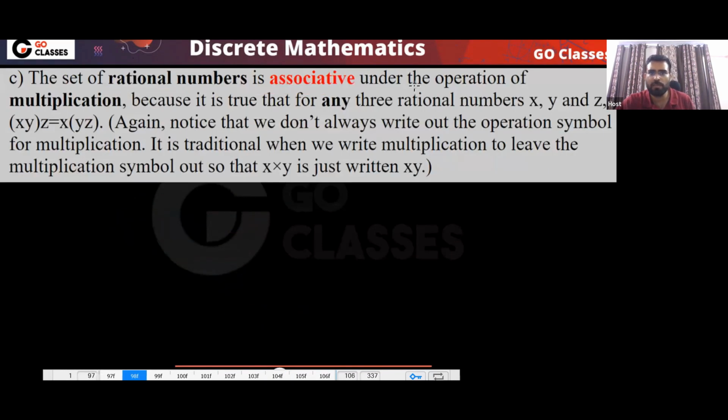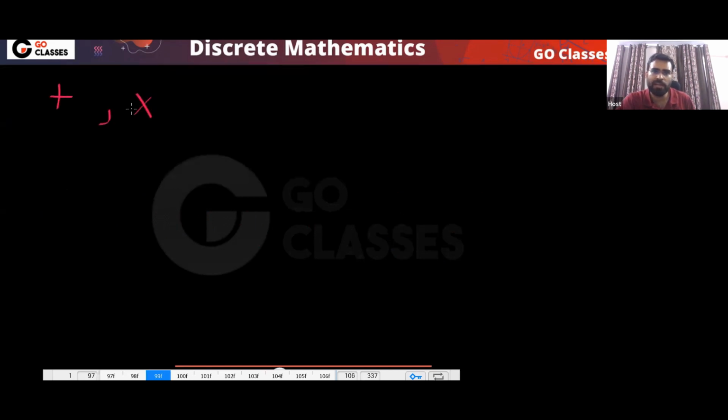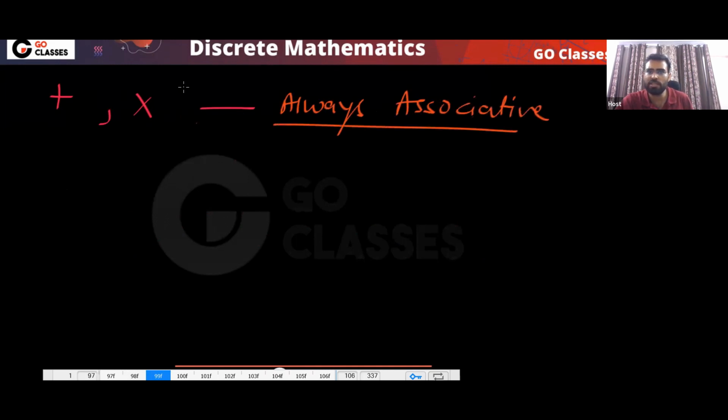What about rational numbers under multiplication? Yes, multiplication is associative, because if you do A multiplied by B multiplied by C, this is the same as this, both are the same. Whether you do this or this, both will be the same. So multiplication is associative. Let me tell you, addition and multiplication are always associative, whatever base set you take. It does not matter which base set you take.